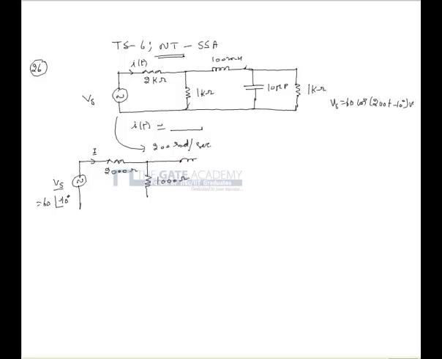and the 100 millihenry can be written as j omega L. So on substitution, where omega is 200 radians per second and L is 100 millihenry, the impedance becomes j20 ohms. Similarly, the impedance corresponding to 1 by j omega C becomes minus j500 ohms, and the resistor is of 1000 ohms.